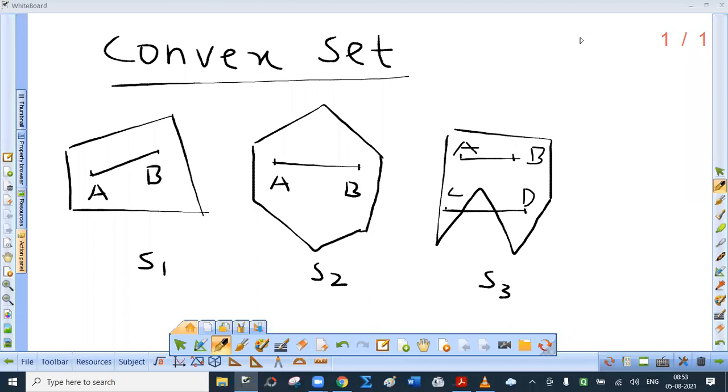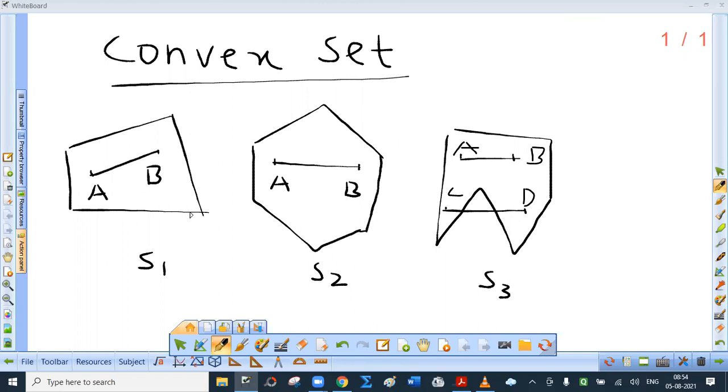Let S be a set of points and A and B be any two distinct points of S. If the line segment joining, listen to me carefully, if the line segment joining the points A and B lies wholly in S, then the set S is called a convex set. We note that segment AB for all pairs of distinct points A and B of the set S is to lie wholly in the set S. If there exists at least one pair of points, say C and D of S, such that segment CD does not lie wholly in the set S, then the set S is not a convex set.